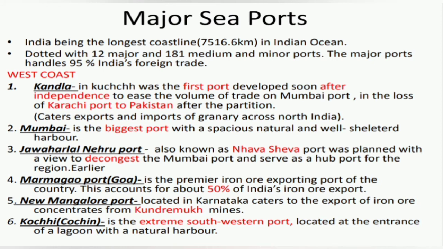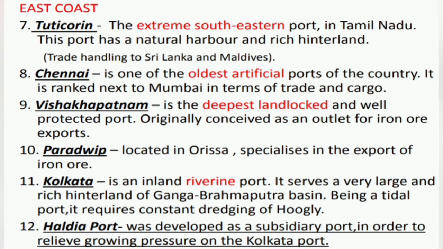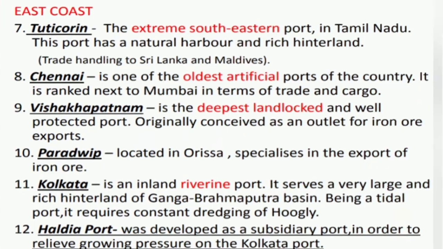With a long coastline of 7,516.6 km, India is dotted with 12 major and 181 medium and minor ports. These major ports handle 95% of the Indian foreign trade. The ports on the west coast are Kandla Port, Mumbai Port, Jawaharlal Nehru Port, Marmagao Port, New Mangalore Port, and the Kochi Port. The ports on the east coast are Tuticorin Port, Chennai Port, Vishakhapatnam Port, Paradip Port, Kolkata Port, and Haldia Port.